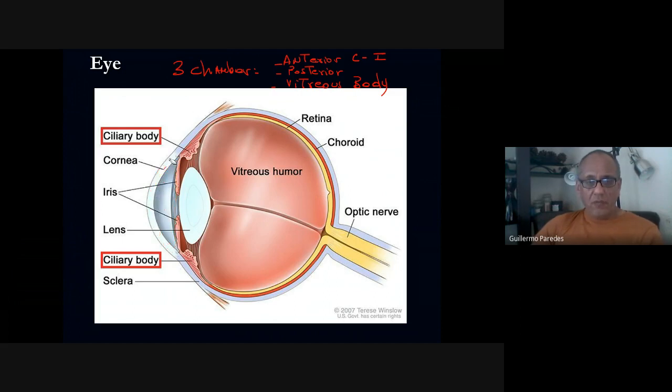The posterior chamber goes from the iris to the lens, including the whole lens. Can you see this? That is the posterior chamber. They go from the iris to the lens, including the posterior portion of the lens. You okay with that?